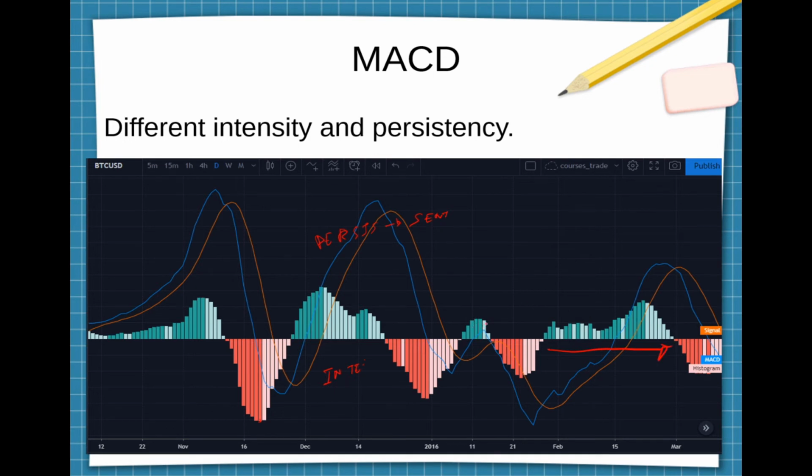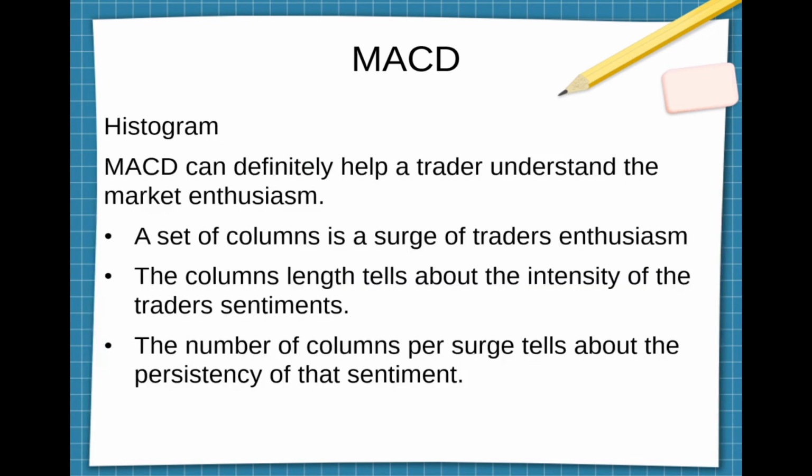Now, you tend to have more intense waves in a bear market and more persistent waves in a bull market. It's general. It's just because those two situations in the market are led by different types of sentiment: it's mainly fear in the bear market and it's mostly greed in a bull market. So MACD can definitely help a trader understand the market enthusiasm.